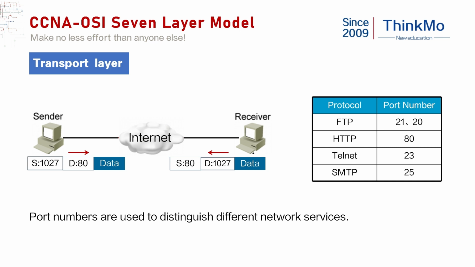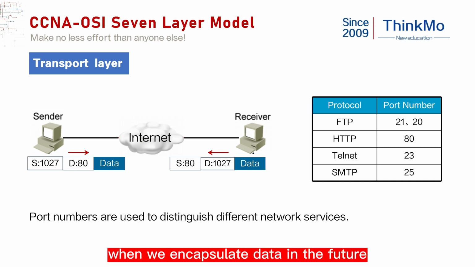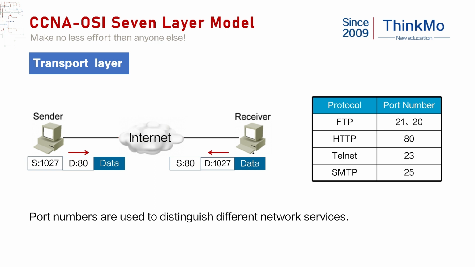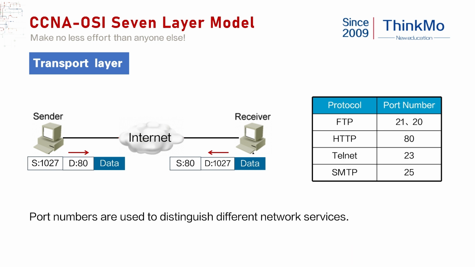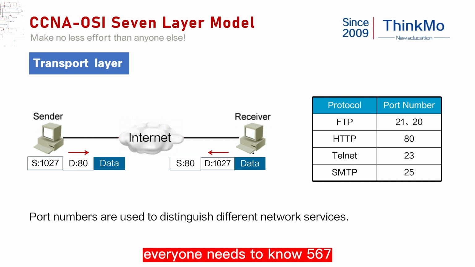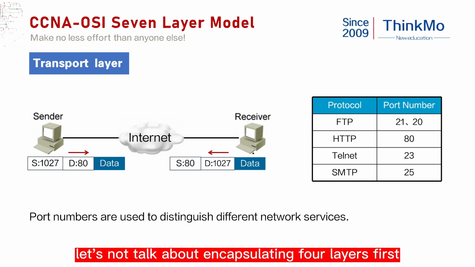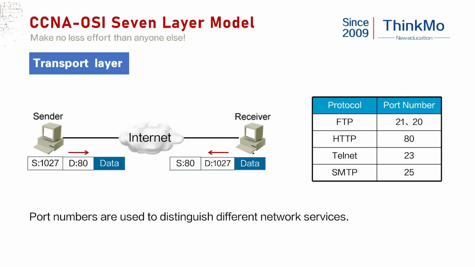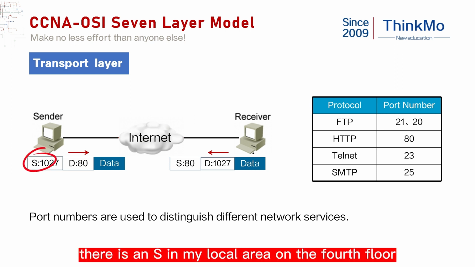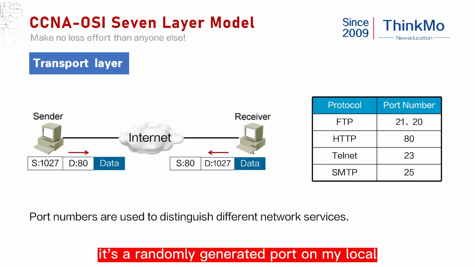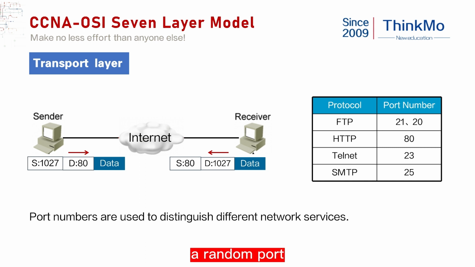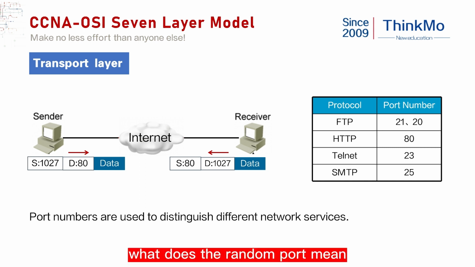First of all, when we encapsulate data in the future, we actually encapsulate the 4th layer first. Everyone needs to know, let's not talk about layers 5, 6 and 7 first. On the 4th layer there is an S in my local: the source port. It's a randomly generated port on my local machine. What does a random port mean? It means a port greater than 1024.